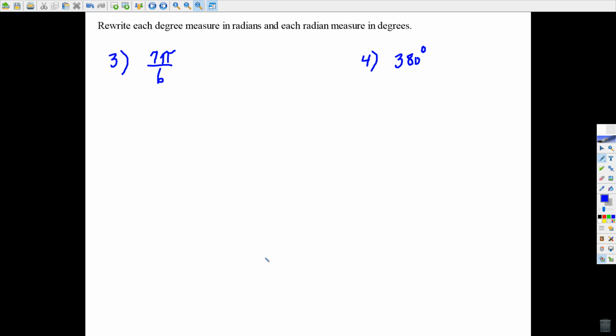3 and 4, we're converting between radians and degrees. That's what will happen in number 3. This isn't in radians, so we'll convert it to degrees. And then of course this one is in degrees. How do we convert that to radians?